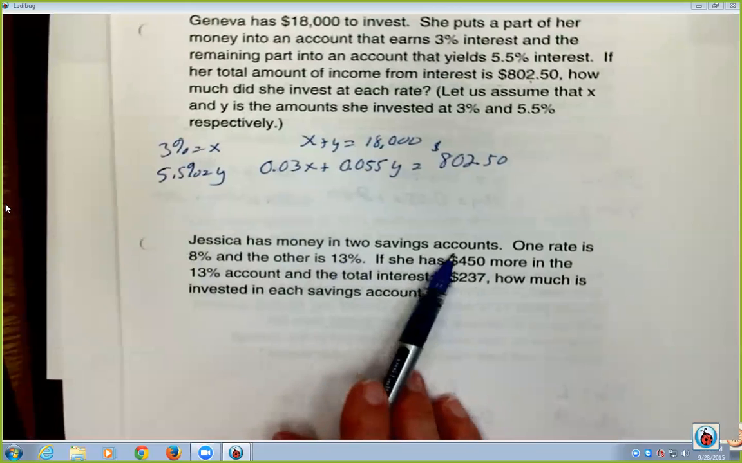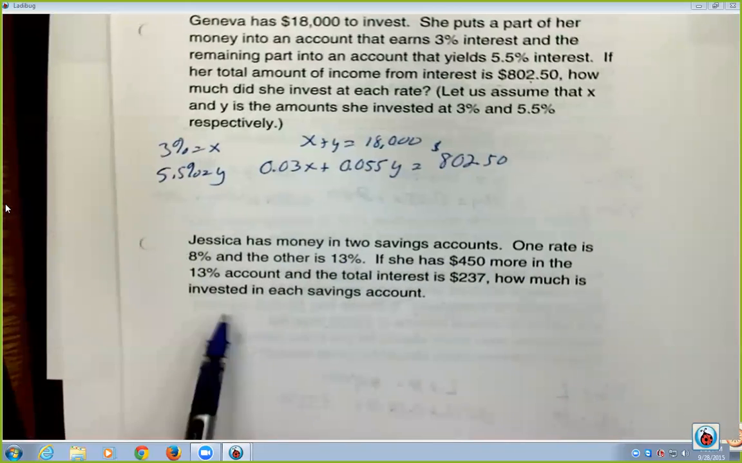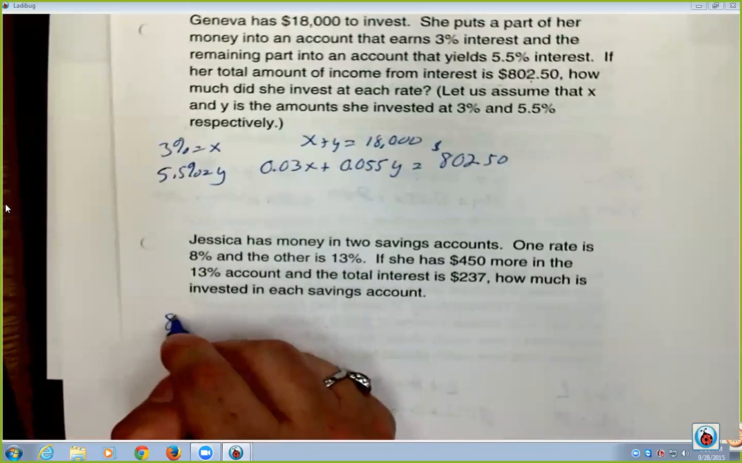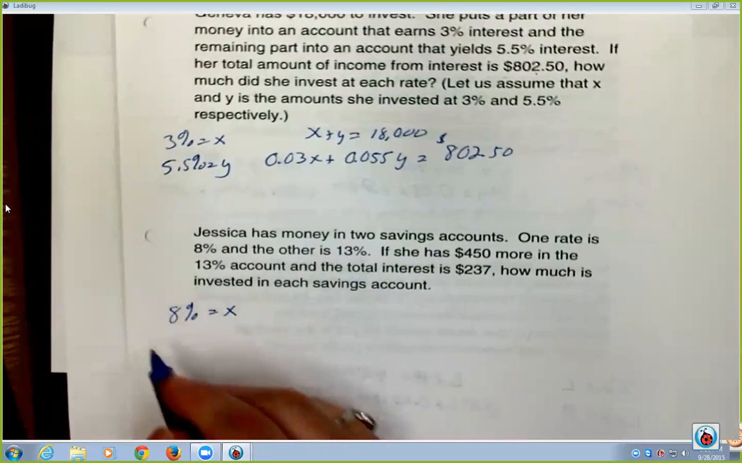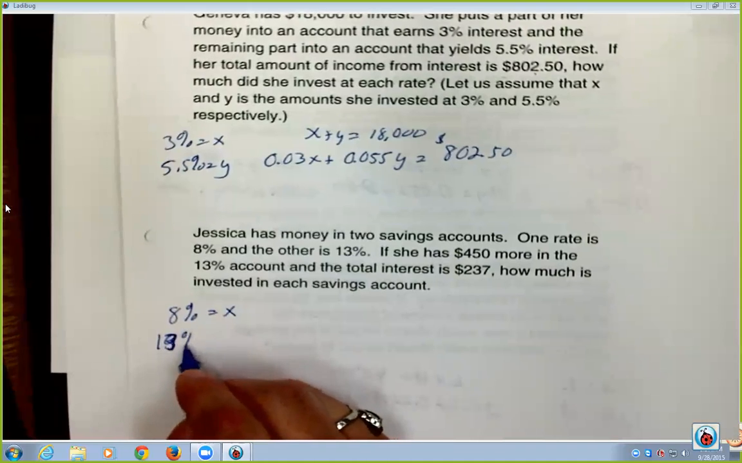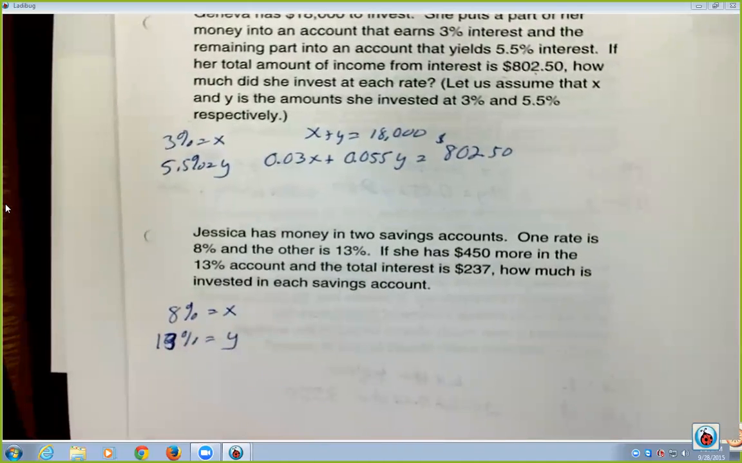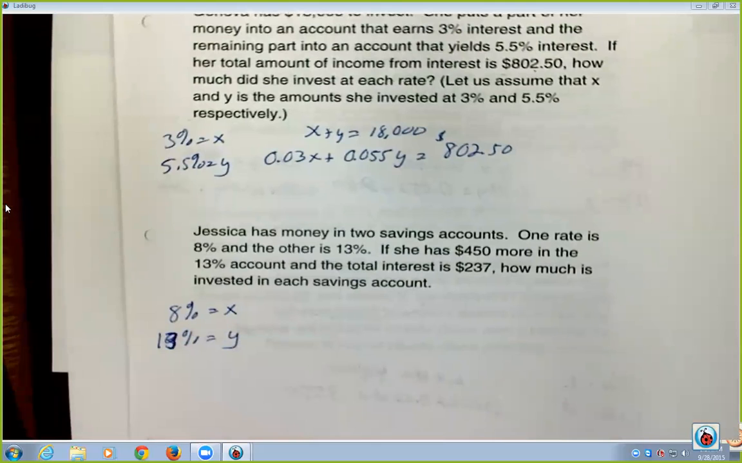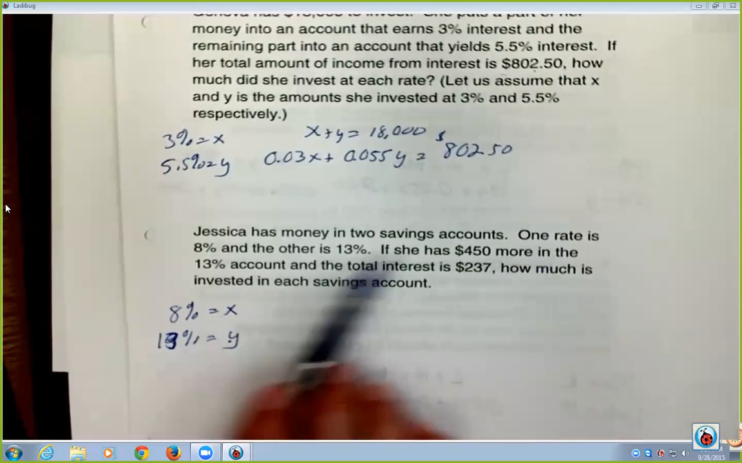Jessica has money in two savings accounts. One rate is 8%, the other is 13%. So always on the side of your paper, tell which letter is equaling which. Because when you get to put your answers in, Hawks will only have a box, and the box will say 8% and 13%. And you need to know which one of those, when you solve this, is each one. So be real careful and make sure you know that X is 8 and Y is the 13.